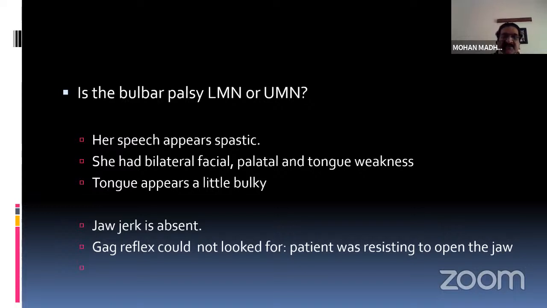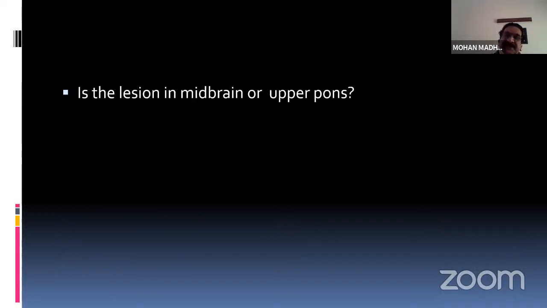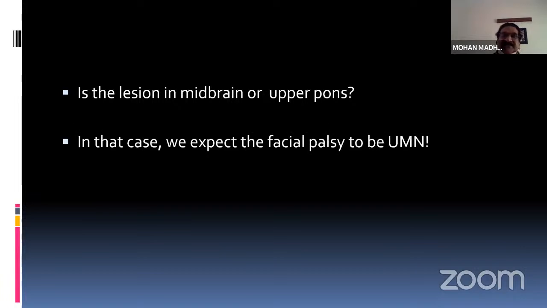Now, the question is, if the lesion is in the midbrain or upper pons, we expect facial palsy to be UMN also, not LMN. Whereas if it was a medullary lesion going up to involve the pons, we expect facial palsy to be LMN. So what test will you do to differentiate whether this bilateral facial paralysis, producing bilateral orbicularis oculi weakness, is actually UMN and not LMN?